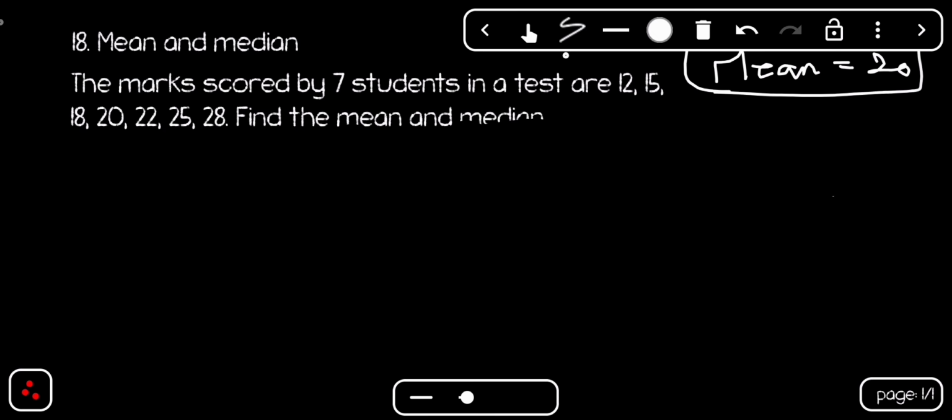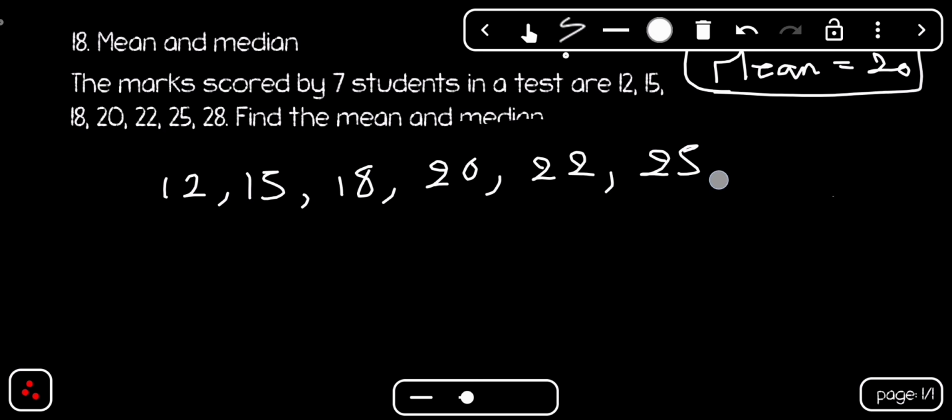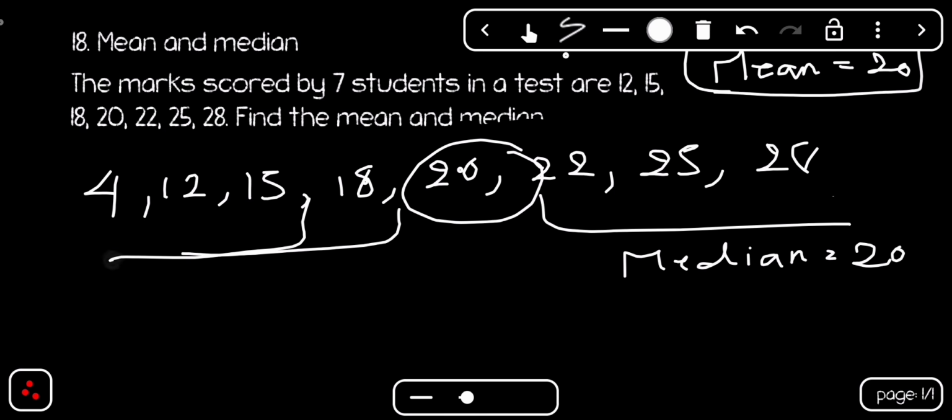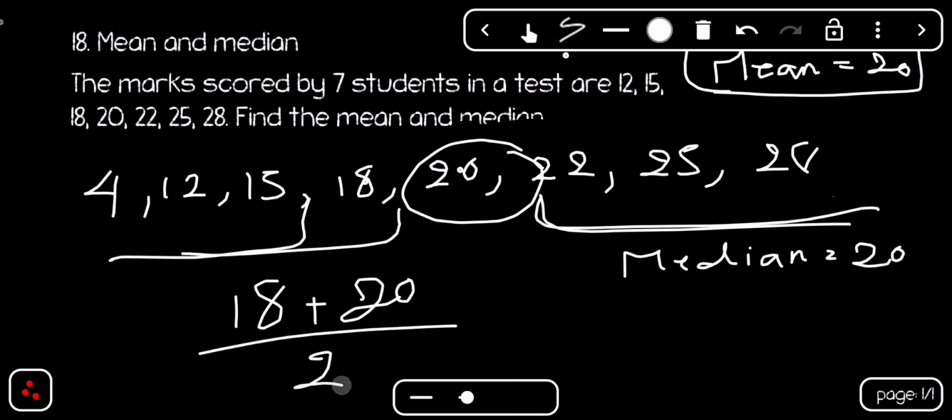So let's see this one. We have 12, 15, 18, 20, 22, 25, 28. So 1, 2, 3, 4, 5, 6, 7. We have 7 numbers, and if we go from both ends toward the middle, we reach our median, which is 20. But what if we had another number, like 24, in here? Then you keep this one and this one, add 20 plus 22 and divide by 2. So yeah, that's about median and mean.